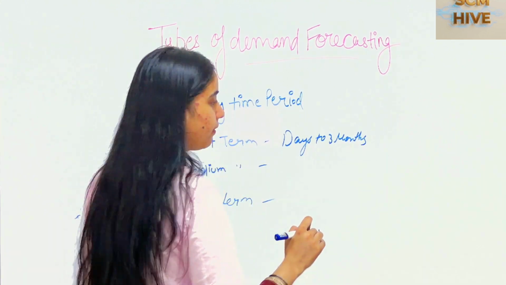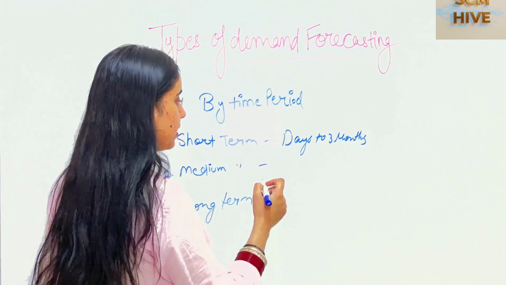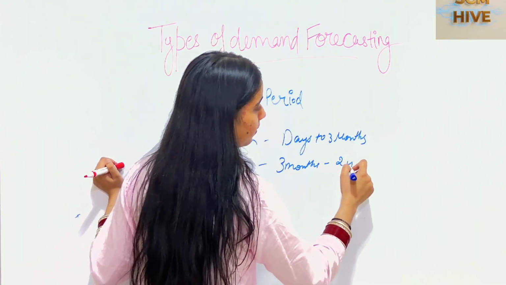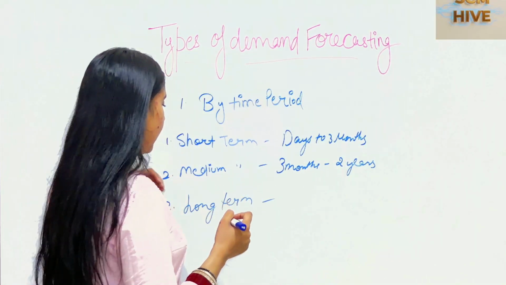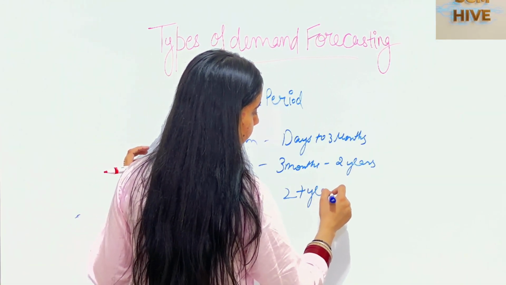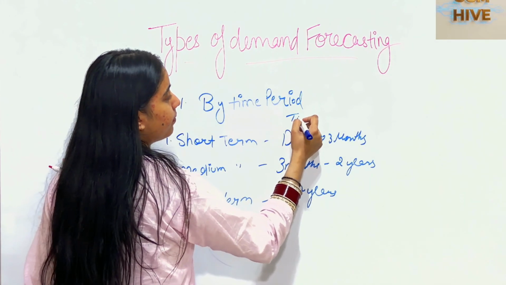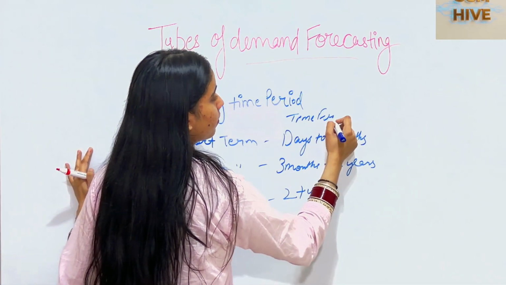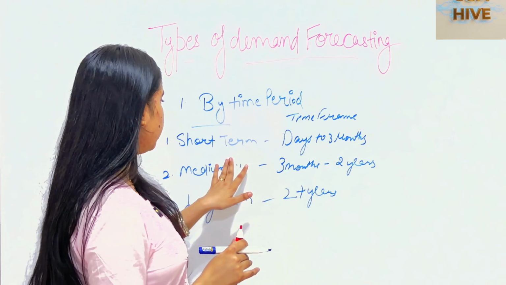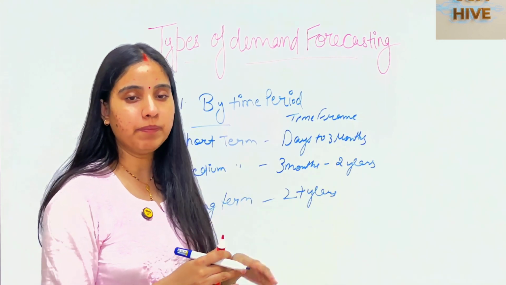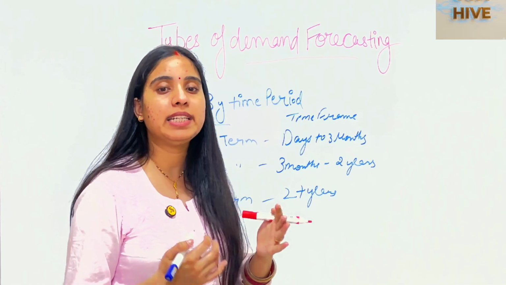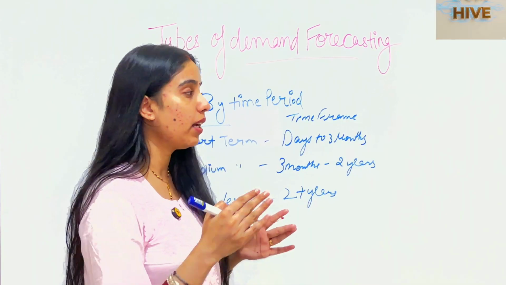And the medium term lies from 3 months to 2 years. And the long term is 2+ years. So this is the time frame of these types. The short term is used for weekly stock orders, daily staffing, and next month's production run.